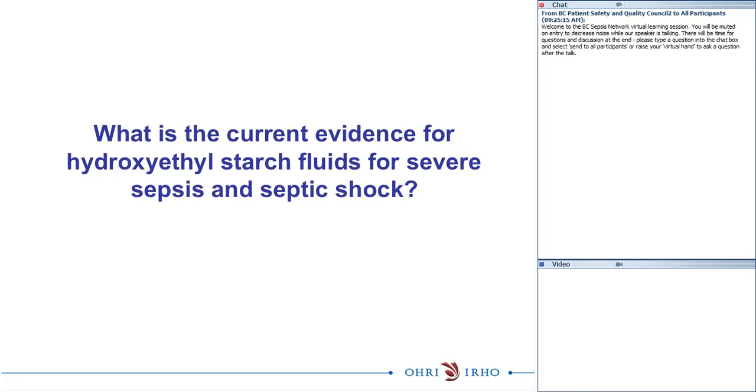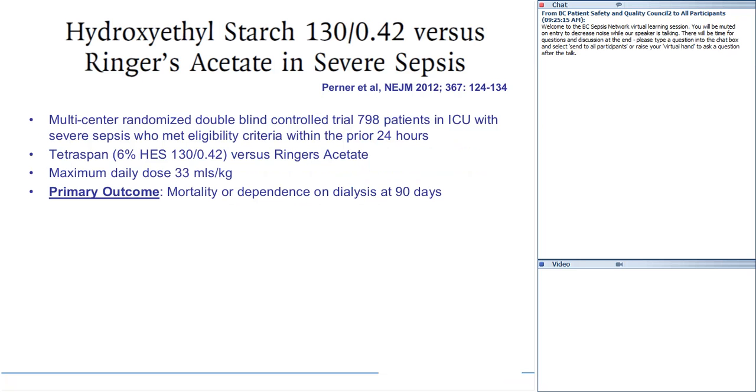So what is the current evidence? Because you say, well, these are all biochemical differences, but what about the clinical differences between these starches, and are they clinically significant? So what's the current clinical evidence for use of hydroxyethyl starch fluids for patients with severe sepsis and septic shock? Before I talk about the Perner study, this is the SUCCESS study that I'm going to mention to you. I should mention that previous trials in sepsis using different types of hydroxyethyl starch fluids have been done, and there was a suggestion in the past that perhaps in the setting of sepsis or severe sepsis and septic shock these fluids may be associated with the development of acute kidney injury and possibly death.